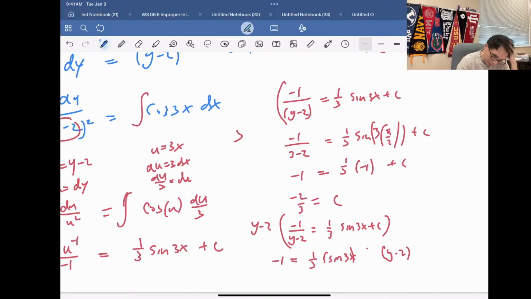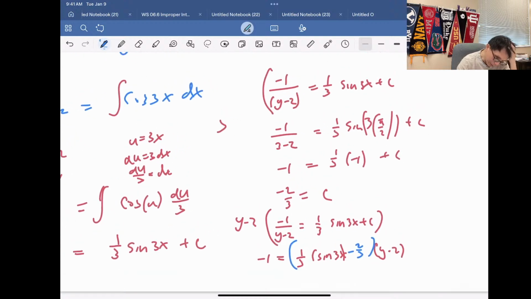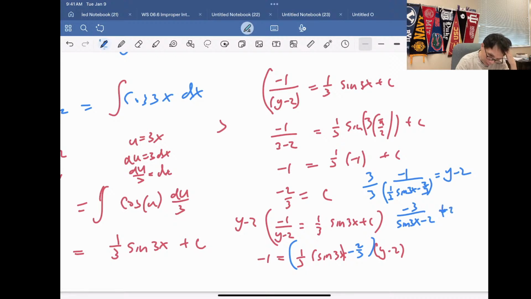It's going to be -2/3, and I'm going to move it over, so it'll be -1 over 3 sine of 3x minus 2 over 3 is equal to y minus 2. I multiply this by 3 over 3, so that's going to be -3 over sine of 3x minus 2 plus 2 is equal to y. And that's my final answer.